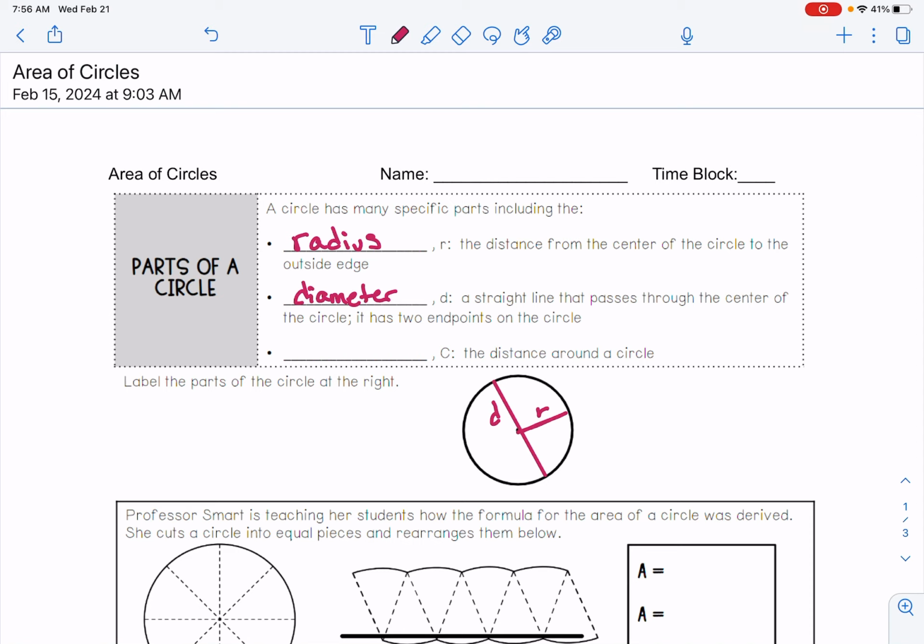Our last part of the circle that we need to talk about is the circumference. We use the letter C to represent the circumference, and it is the distance around a circle. It is all the way around the edge of a circle. We'll label that C for circumference. It's also kind of a fancy word for the perimeter of a circle, but because it's a circle, we use circumference. Okay, so now that we've labeled all three parts of our circle, let's investigate finding the area of a circle.